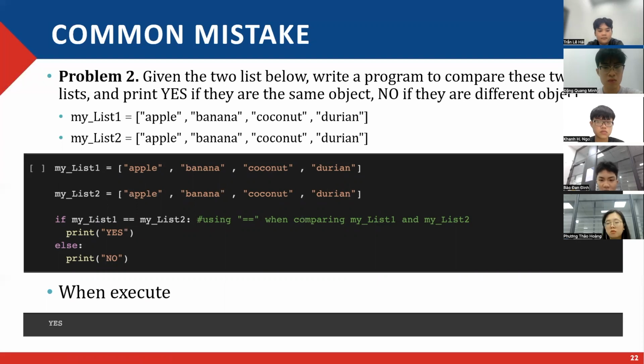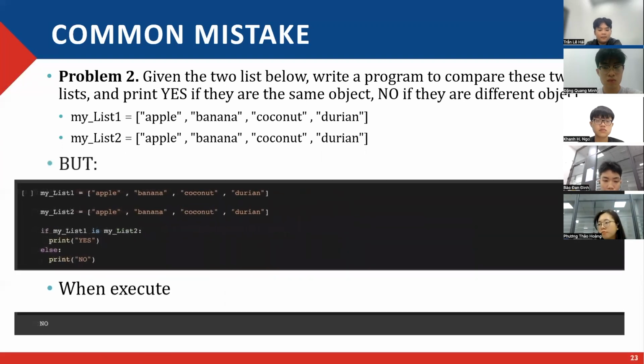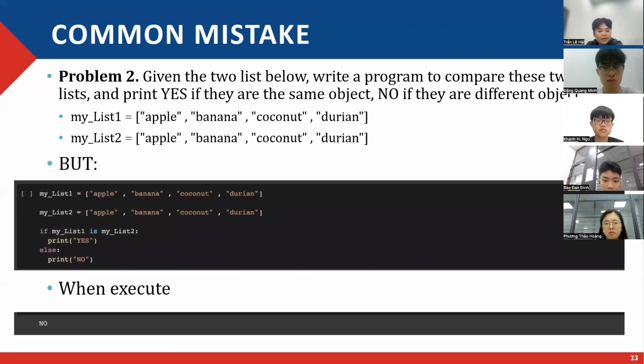Well, I think you using double equal sign is wrong. You should use "is" instead. Okay. Yeah. The problem is, if we want to compare the two objects, we have to use "is" instead of double equal sign. So the result should be false.